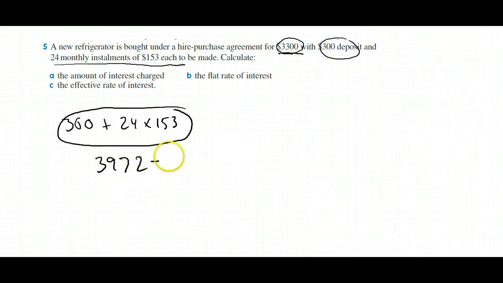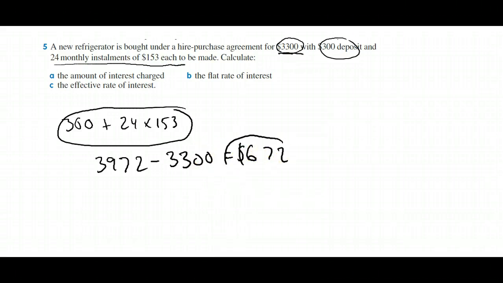And if we take away the upfront cost from that, then we can see 672. That was the extra cost due to the interest we were paying. So that's the amount of interest that we had to pay above and beyond the upfront cost. The amount of interest charged was 672.